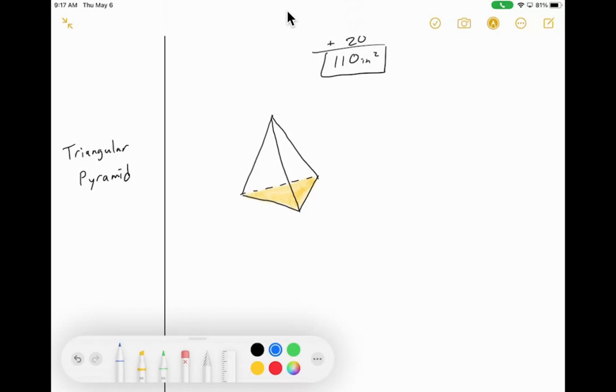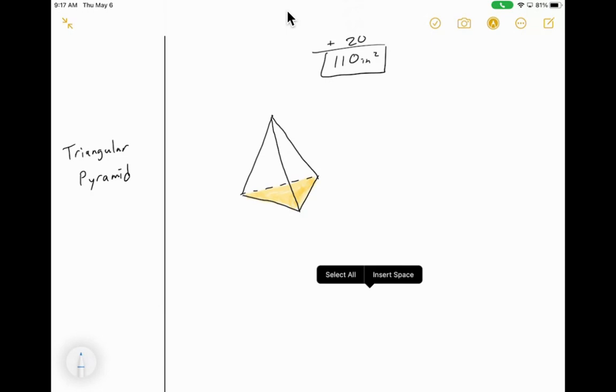Okay. So we got a triangle base and then a bunch of triangles pointing up towards it, right? That's a triangular pyramid. This one's kind of hard to draw, so if you're not all the way there, that's okay. You can kind of focus on my drawing. All right, so let's put some numbers here. I'm going to say this is 8 feet. This is 8 feet. This is 8 feet as well.